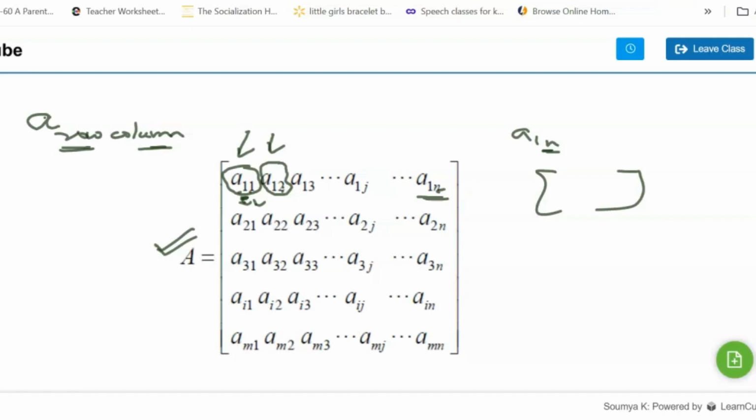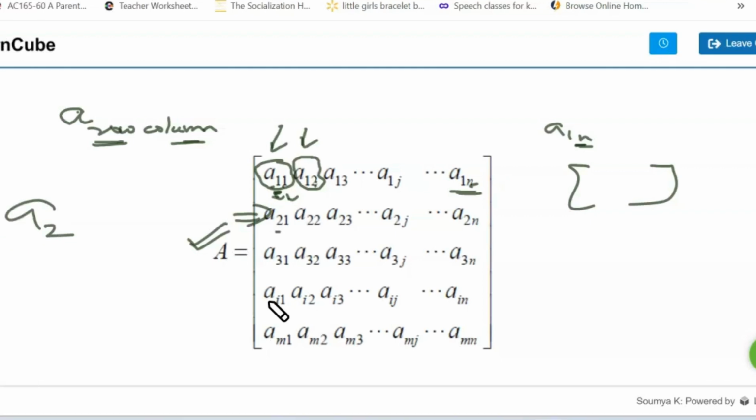Okay. Similarly, when you go to the second row elements, all the first values will be 2 because it is the second row. If it is the first element, it is A21. Then if it is the second element, it is A22, A23. Like that, it goes on. Then if you go to the third row, it will be A31, A32, A33. Like that, it goes on.